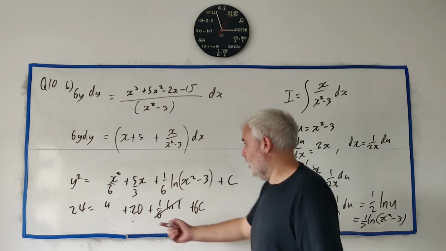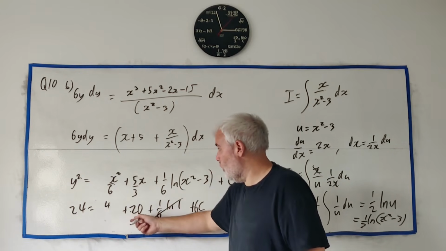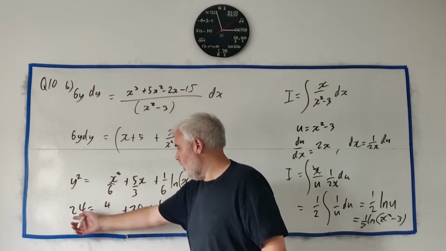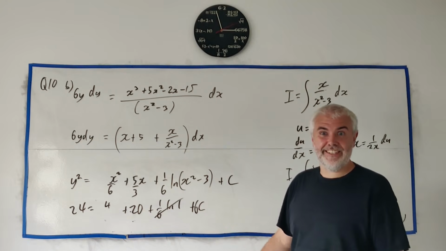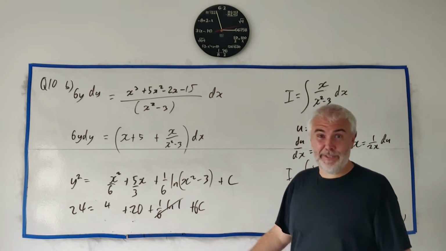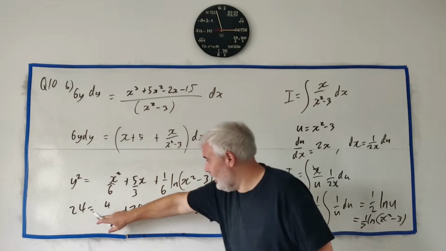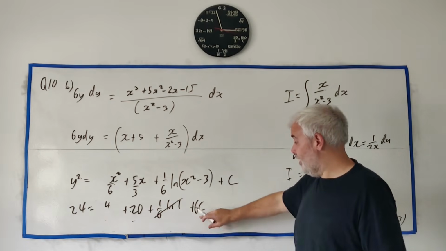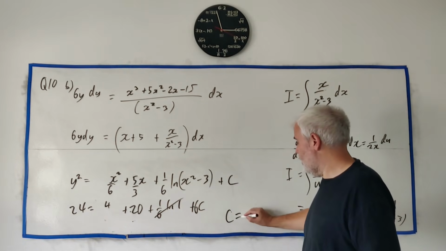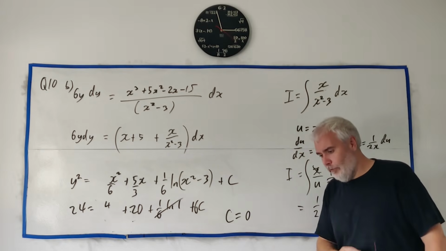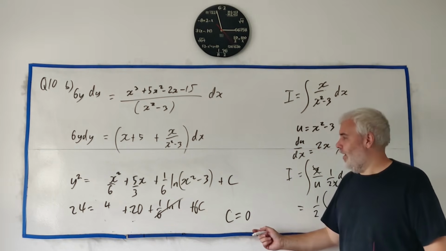Rearrange it, so we get 24. 4 plus 20 is 24. 24 equals 24 plus 6 c's. The c must be 0. It can't be adding. 24 equals 24. So this here must be 0. So c equals 0. I think you'd get full marks for writing that.